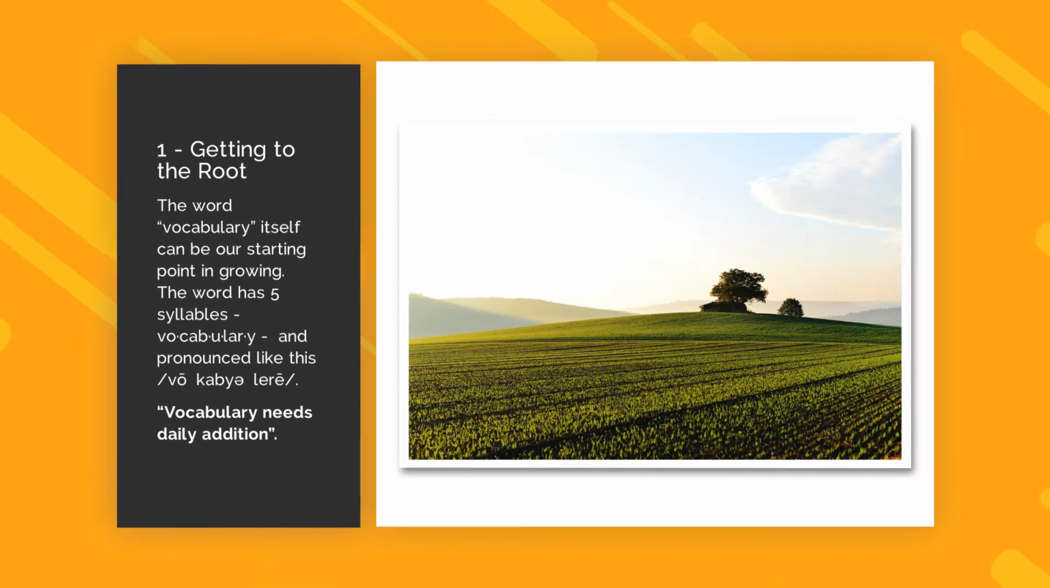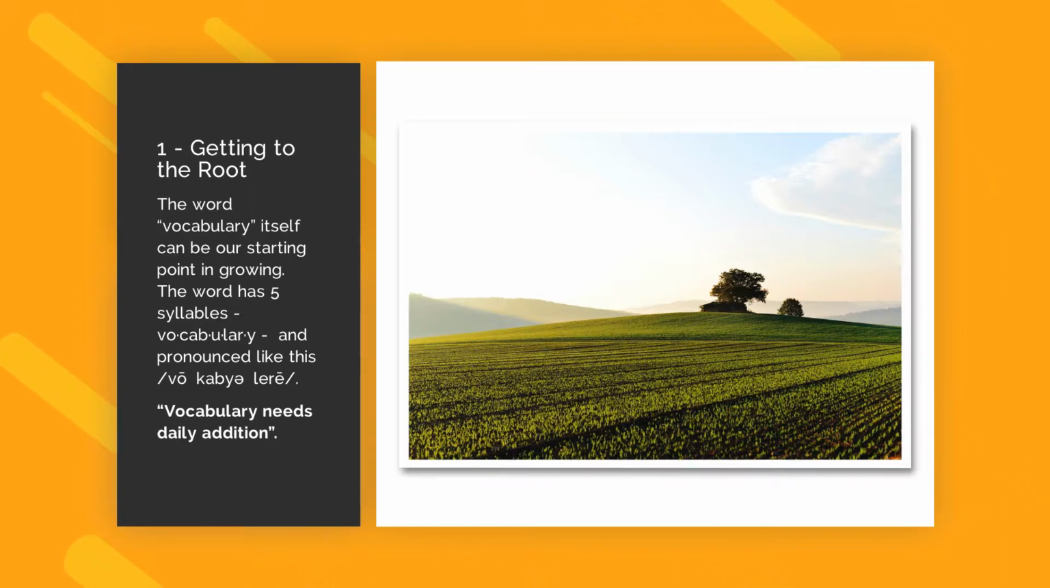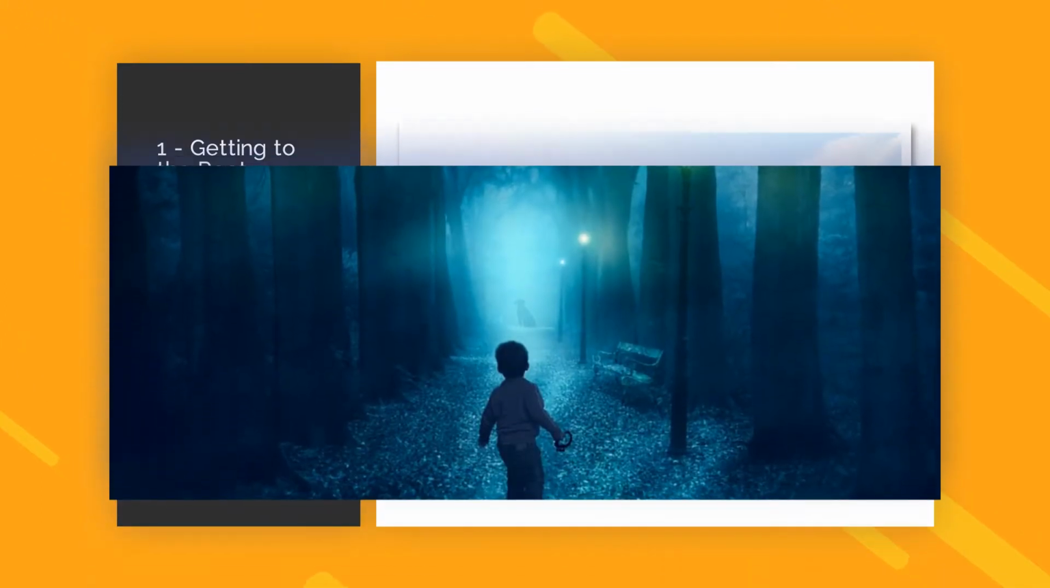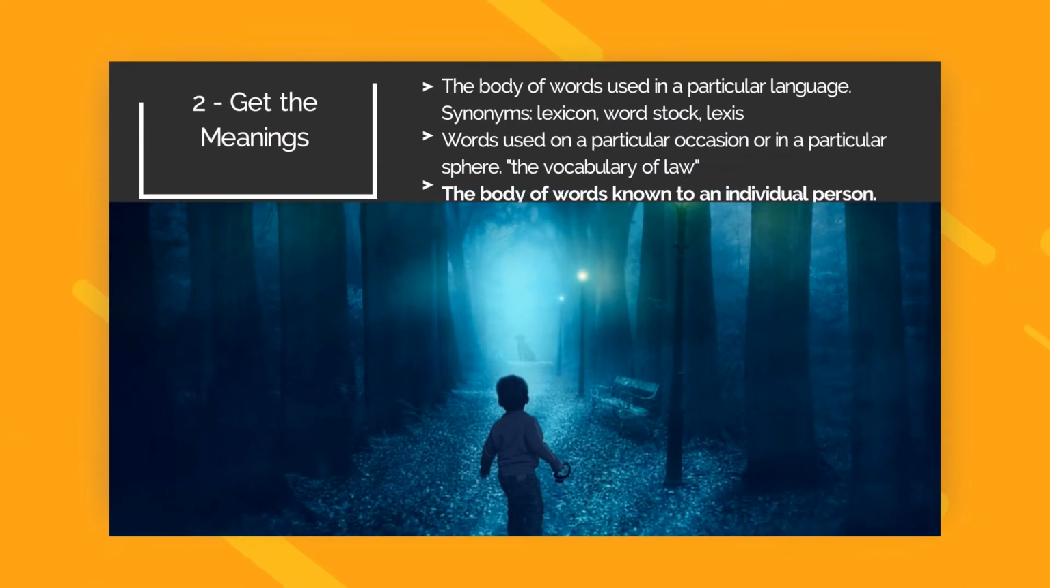Getting to the root. The word vocabulary itself can be our starting point in growing. The word has 5 syllables, vo-cab-u-lar-y, and pronounced like this, vocabulary. It's a noun, which means that it can have the positions of a noun in a sentence, like this. Vocabulary needs daily addition.